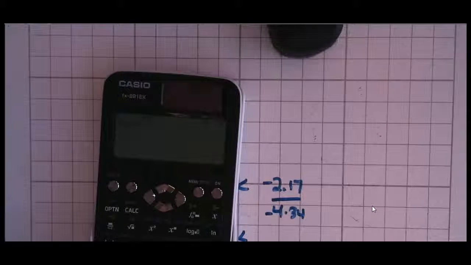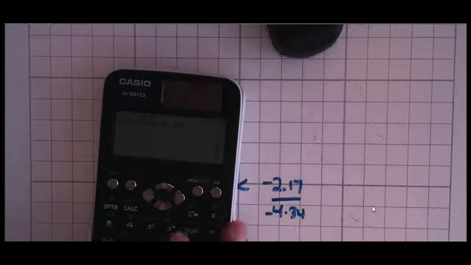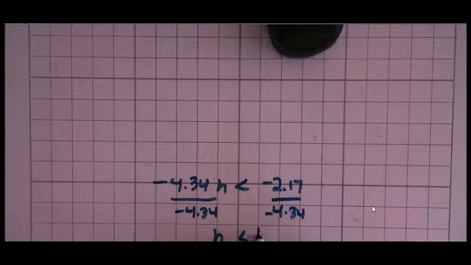Oops, sorry, we've got to clear up my last answer. −2.17 divided by −4.34. And my answer is positive 1/2. So h < 1/2.